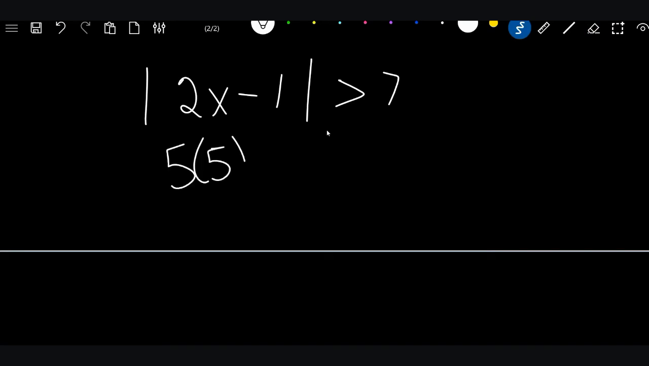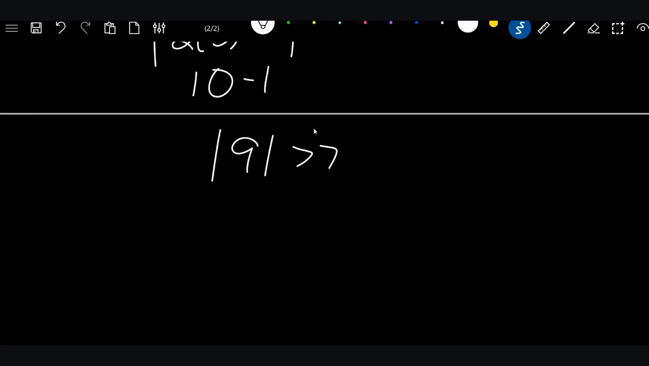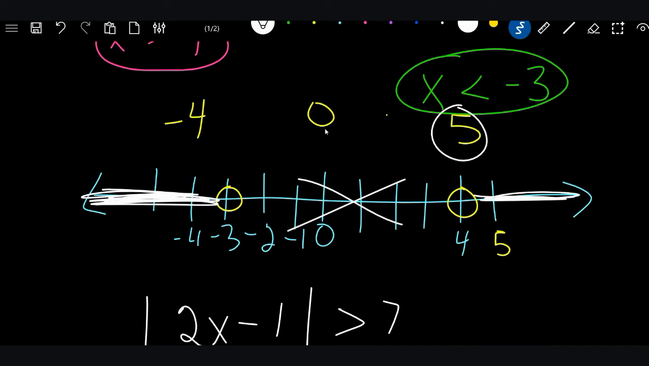2 times 5. Oops, sorry. There we go. 2 times 5 minus 1 in absolute value is greater than 7. 2 times 5 is 10 minus 1. We're actually back to 9. Before we had a negative 9, now we have a positive 9. But it doesn't matter because it's inside the absolute value. So it's 9 is greater than 7. And that is true again. 9 is greater than 7. So this side would also work. So that's how you would graph that one. The outsides would work, the inside would not work, and that's the graph.